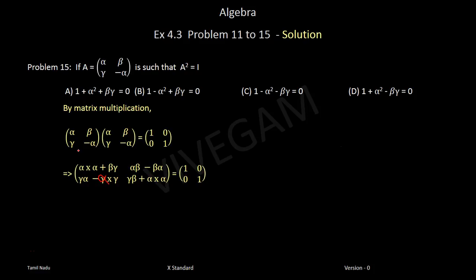Next one is second row, second column. So second row is this, and second column: gamma beta, and minus alpha into minus alpha will become plus alpha square, equal to the identity matrix. Each element will be equal, so this is alpha square plus beta gamma equal to 1, or if you simplify this, 1 minus alpha square minus beta gamma will be equal to 0, and that is option C.